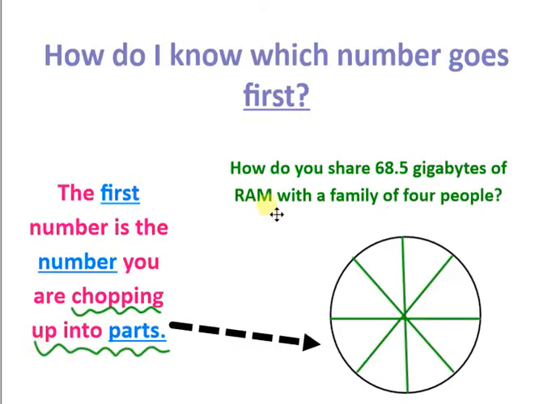For example, how do you share 68.5 gigabytes of RAM with a family of 4 people? Well, in this word problem, which is the number that you're chopping up into parts? Are you chopping the family of 4 and sharing it with the gigs of data, or are you chopping up the data and sharing it with the family of 4? Well, you should have said that you're chopping up the gigs of data and sharing it with the family of 4. So that's the number that's going to go first. I will say that with decimals, it is significantly easier to determine which number goes first.